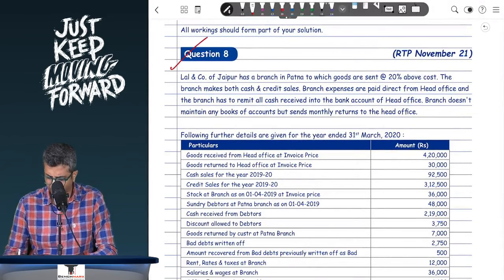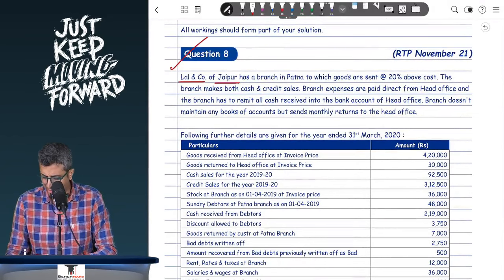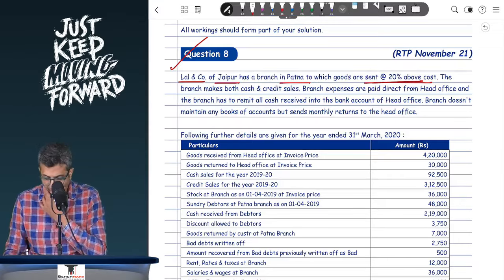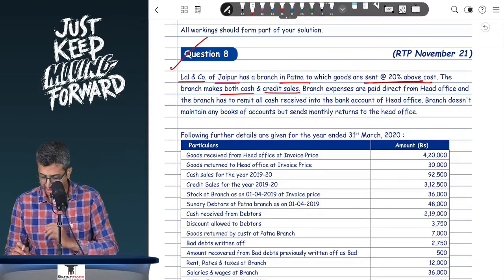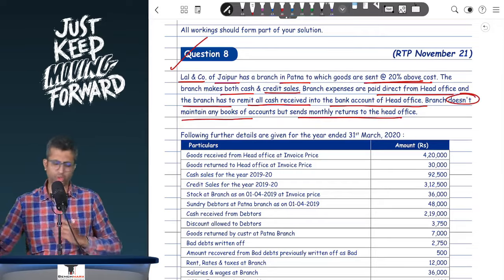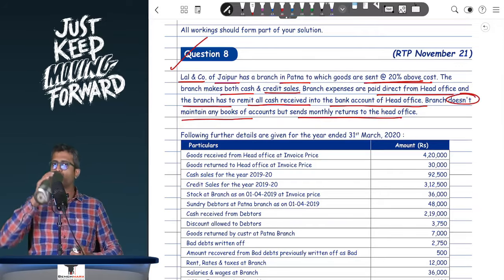Let us review this. Lal and Company of Jaipur has a branch in Patna to which goods are sent at 20% above cost. Same as the earlier problem. The branch makes both cash and credit sales. Branch expenses are paid directly from HO, and the branch has to remit all the cash received into the bank account of the HO. Branch does not maintain any books of accounts but sends monthly returns to the head office. It's a dependent branch case.